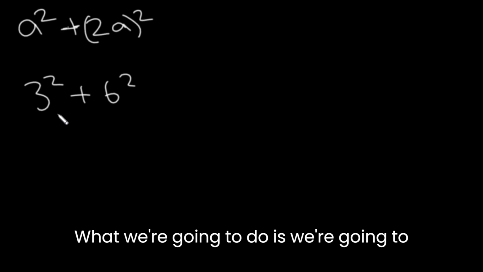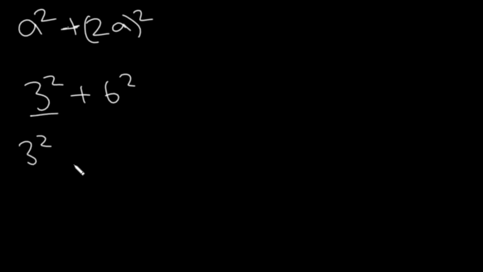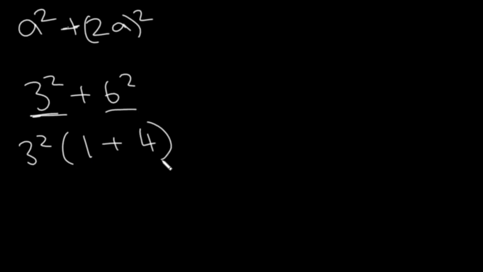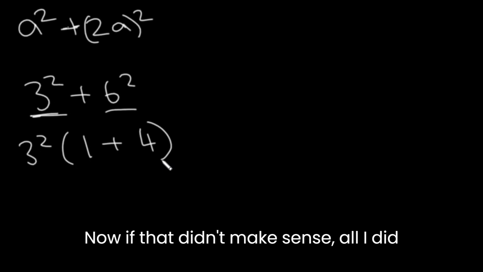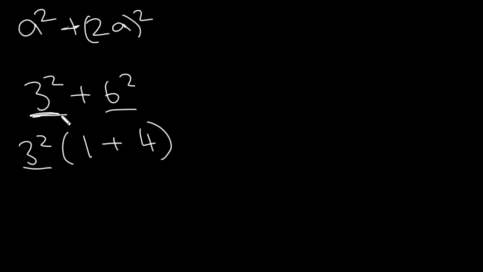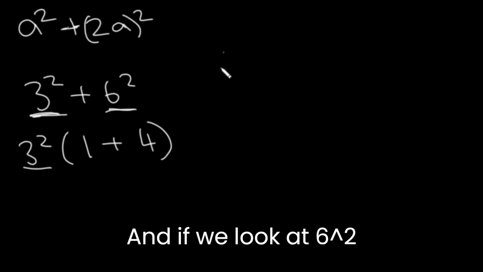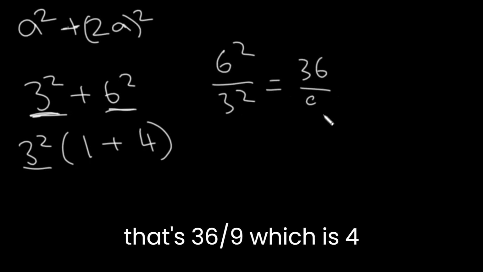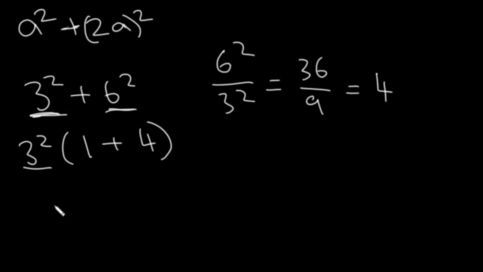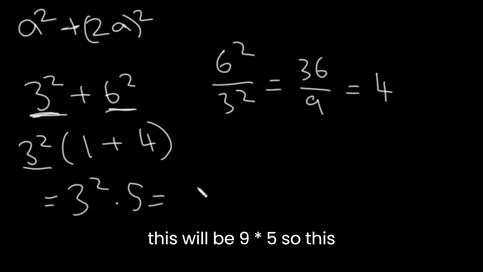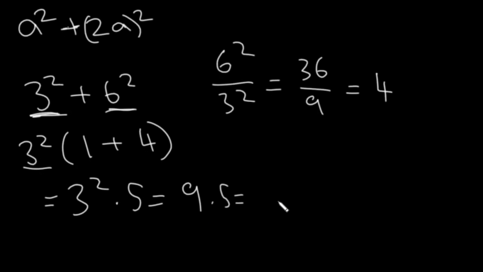What we're going to do is factor out the 3 squared. This will become 1, and this will become 4. Now, if that didn't make sense, all I did was factor out the 3 squared, and 3 squared divided by 3 squared is 1. And if we look at 6 squared divided by 3 squared, that's 36 over 9, which is 4. So this will be 3 squared times 5, so this will be 9 times 5, so this is 45.